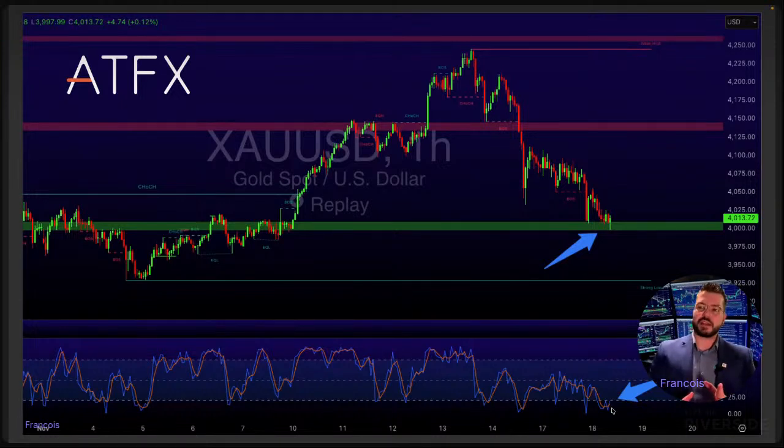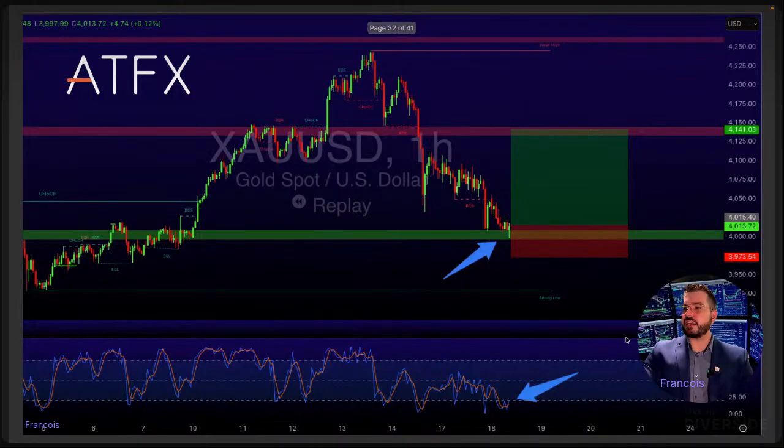And this is why I like the stochastic a lot more sometimes than the RSI, because it has that extra layer of confirmation. So it's oversold, but it also starts to turn up. And you can see when it turns up, the blue line crosses above the orange line. So it gives you that little bit of confirmation that the trade is ready.